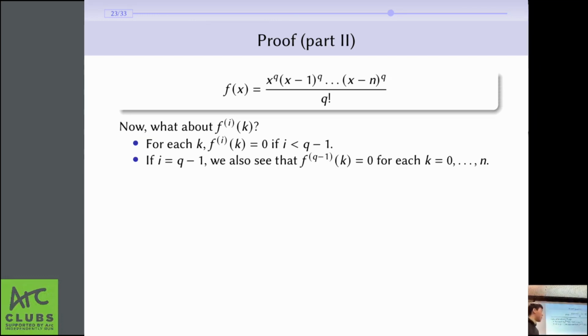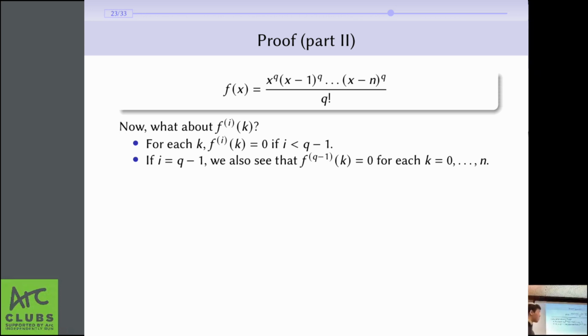If I were equal to q minus 1, then this also applies, right? So the q minus 1 derivative of f evaluated at k is still going to be 0 for exactly the same reason. For each of these values here, I'm going to be left with some last factor of x minus k in all of the terms in my derivative. And therefore, I'm still going to get 0.